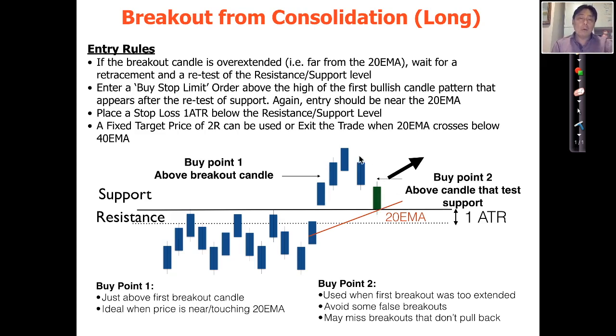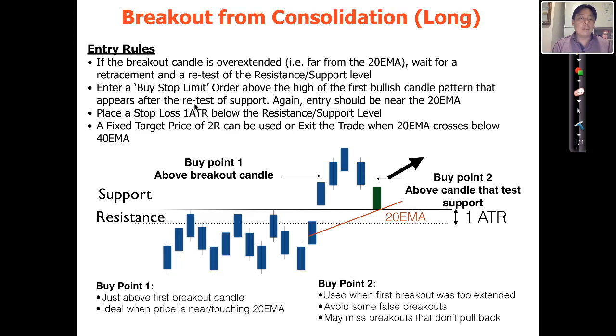I buy only when it retraces back to the resistance-turned-support level. And again, at this point when I'm going to enter, I want to ensure that it's near the 20 moving average. So when I see that, I'll put my buy order, again a buy stop limit order, a few cents above the high of that candle. And similarly, my stop loss is placed 1 ATR below the support and resistance level.